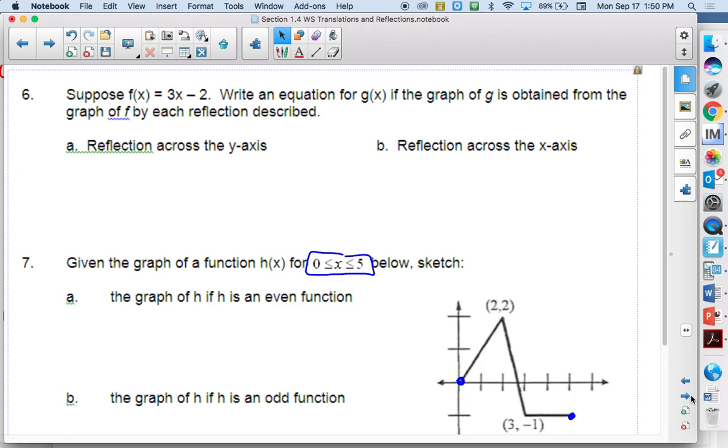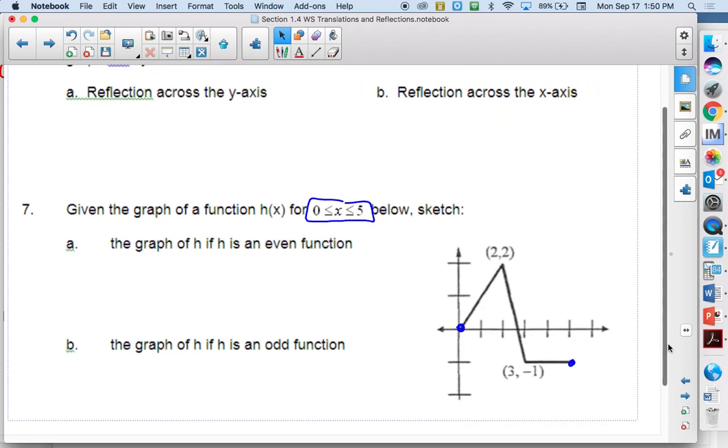And then the last one, for example 7, dealing with even and odd functions. What happens if you have an even function? If this is my current graph, what can I do to make it even? Again, think about how x and y change. So think about that change to x and y.